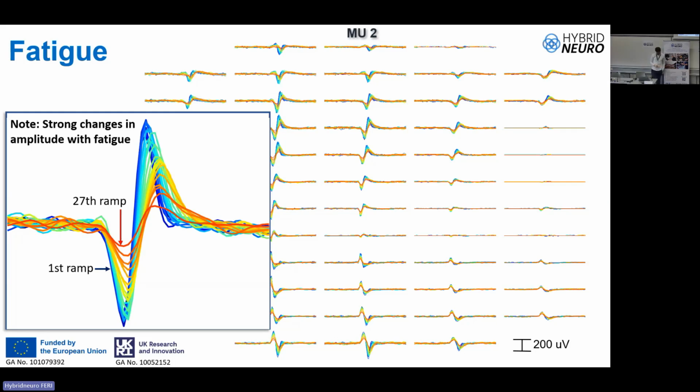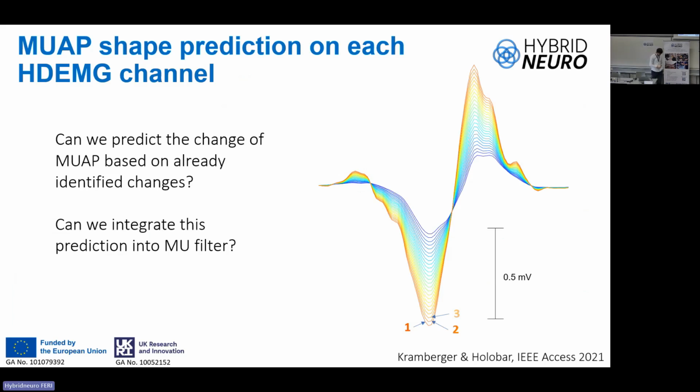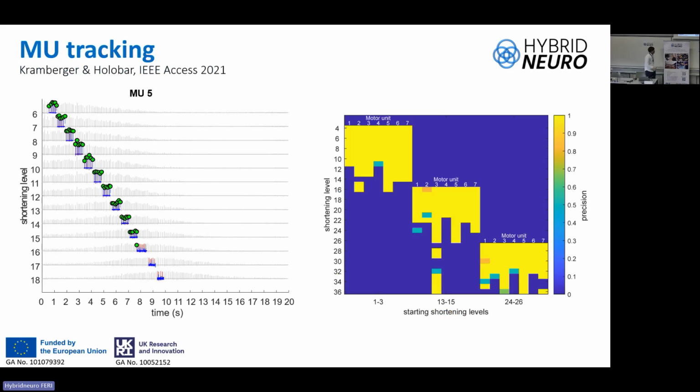happens. So how can we tackle this problem with the changing motor unit action potential shapes? What can we do about this? Can we somehow predict these changes? Can we somehow incorporate these changes into the motor unit filters? What we came up with is tracking of the motor unit, adapting the motor unit filter to the change of the MUAP shapes using Kalman filter.